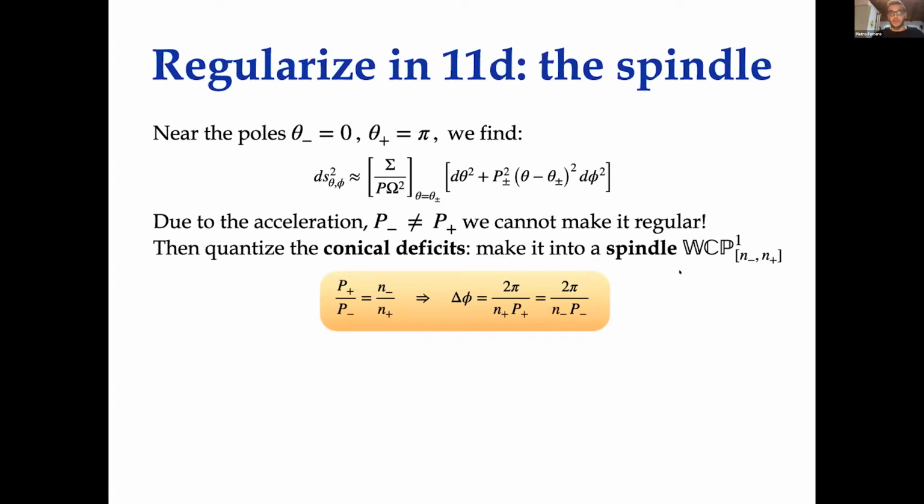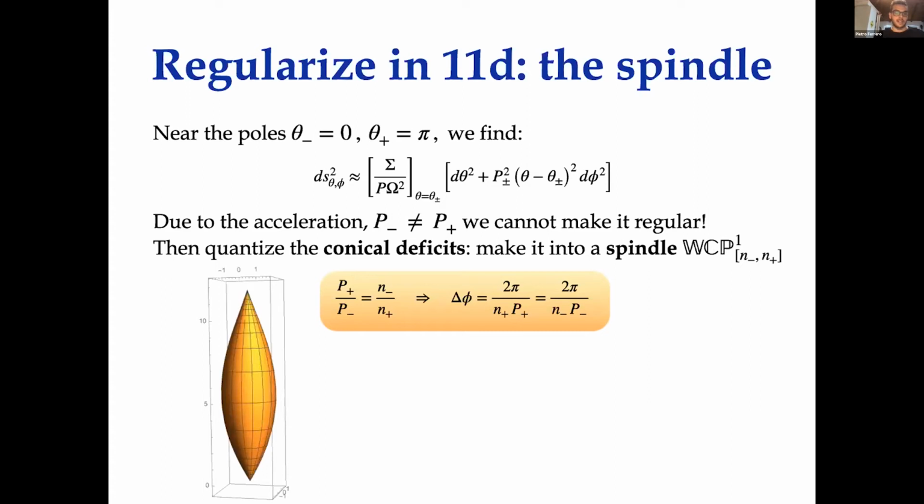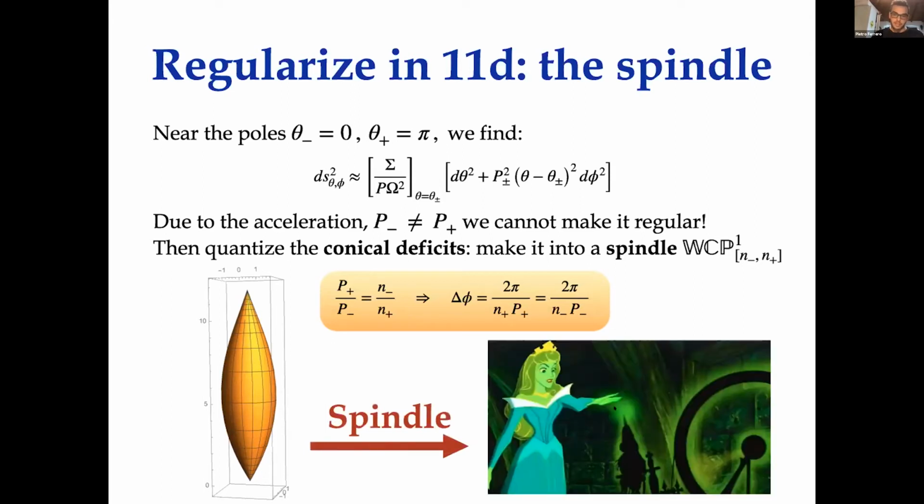This spindle or weighted projective space can be embedded in R3. It looks more or less like this for some values of n plus minus. And if you're wondering why we call it a spindle, you can think of the Sleeping Beauty, where this is a spindle.